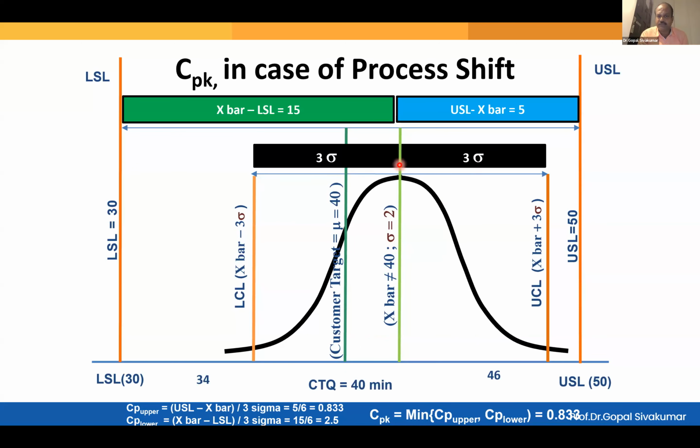Look here, since the process is shifted by about 5 units, the blue bar is reduced by 5 units and the green bar is increased by 5 units. So on the right side it is 5 by 6, on the left side it is 15 by 6. Now which side is your process shifted? Right side. CP upper is the minimum of the two, so that should be considered as CPK. Since CPK is 0.833, which is lesser than the industry standard value of 1.66, the process is considered not capable.